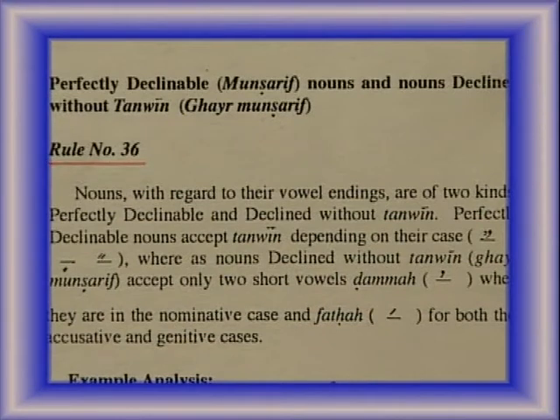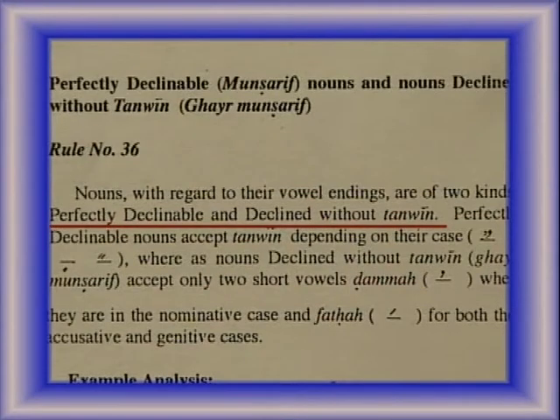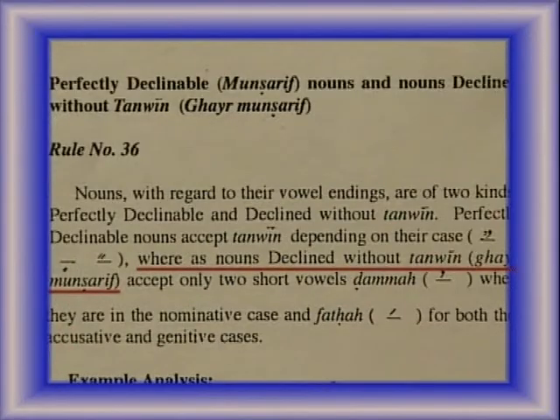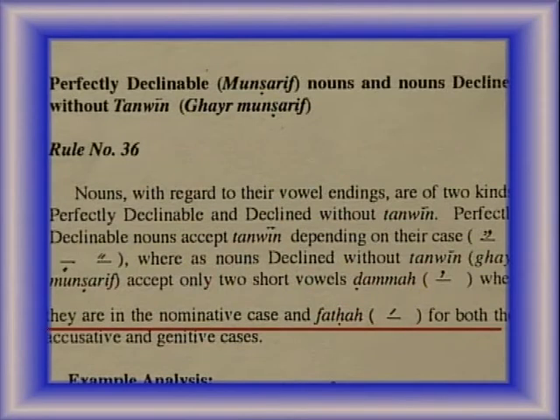Rule number 36. Nouns with regard to their vowel endings are of two kinds: perfectly declinable and declined without tanween. Perfectly declinable nouns accept tanween depending on their case: dhamma tanween, kasra tanween, and fatha tanween. Whereas nouns declined without tanween, ghair munsarif, accept only two short vowels: dhamma when they are in the nominative case, and fatha for both the accusative and genitive cases.